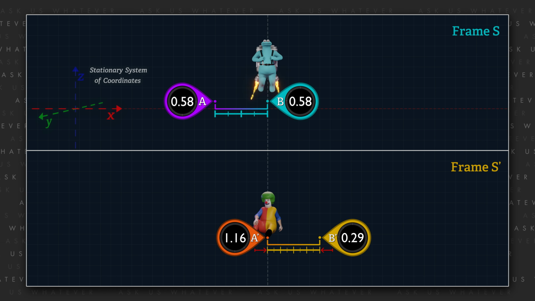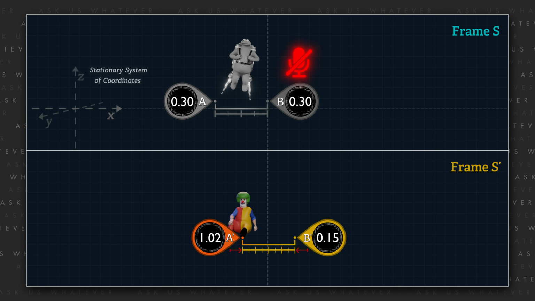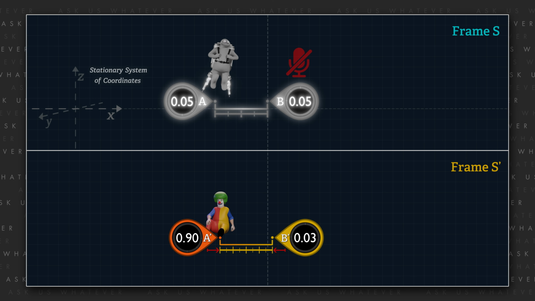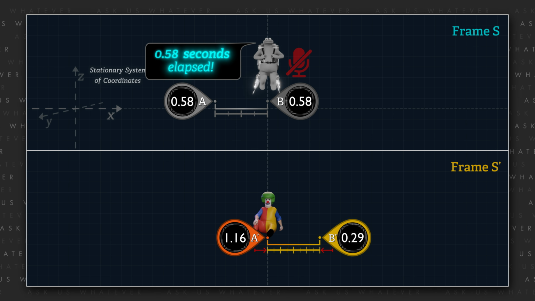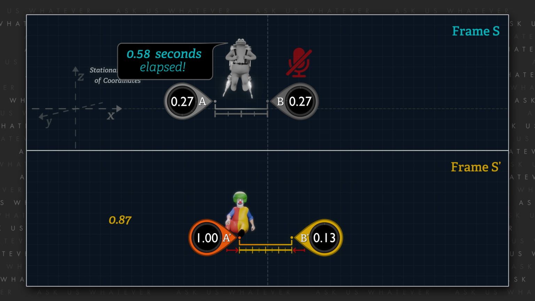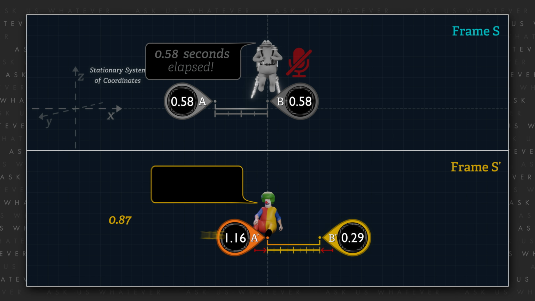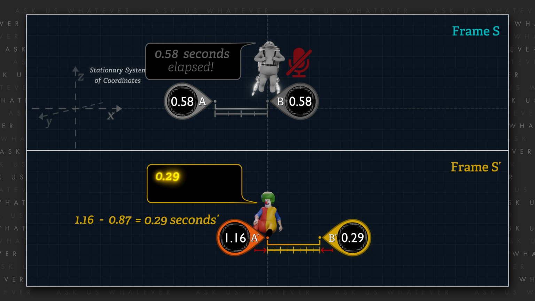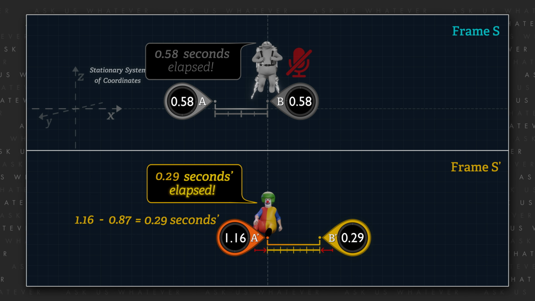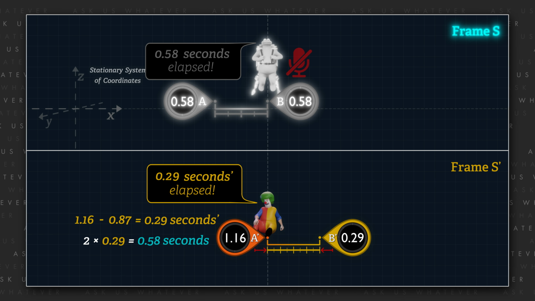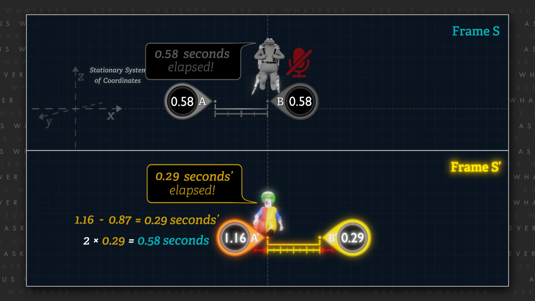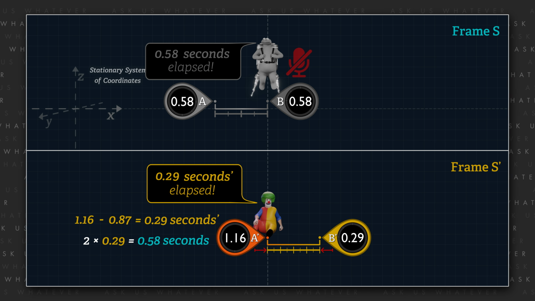But in order to keep the opposite clock is slower myth alive, the clown cannot ask the master how much time dt elapsed in frame S, since the master would say 0.58 seconds, and the clown, now resting next to a single clock in frame S prime, would observe only 0.29 seconds prime. And so the clown would conclude that twice as much time elapsed in frame S as compared to the clown's own frame S prime, which is an inconvenient truth that must be ignored by fans of special relativity.